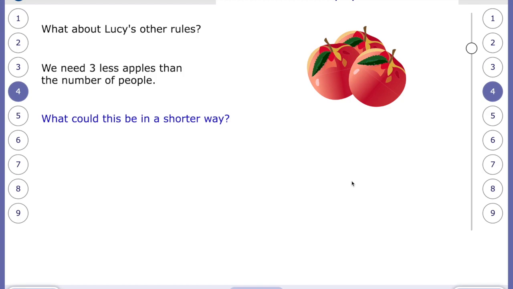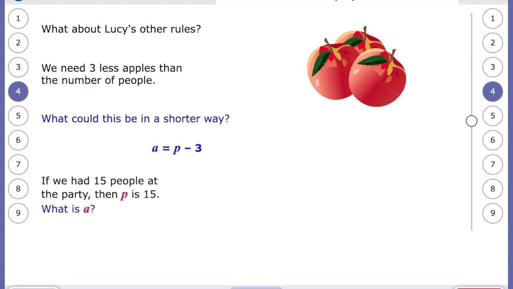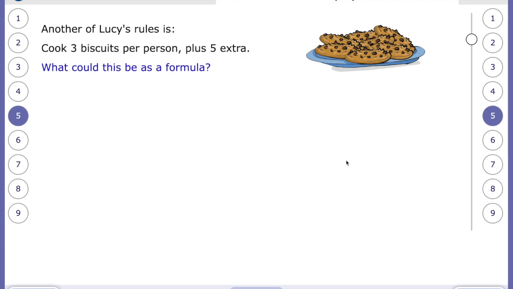So let's look at Lucy's other rules. We need 3 fewer apples than the number of people. How could this be written in a shorter way? Well, we could write it as A equals P minus 3. Apples equals people, subtract 3. So if we had 15 people at the party and P is 15, A is obviously going to be 15 take away 3, which is hopefully 12. We would need 12 apples.